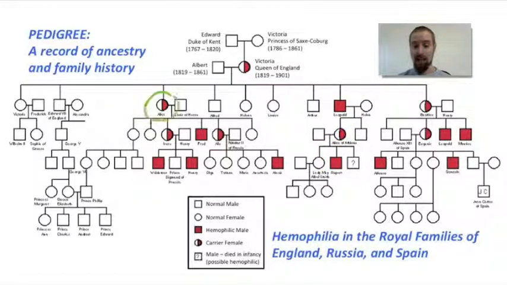Victoria's daughters, Alice and Beatrice, also each carried a single copy of the recessive allele. Through Alice's descendants, this recessive allele, and the bleeding disorder that it caused, was passed to the royal families of Russia, and through Beatrice's descendants, it was passed to the royal families of Spain.